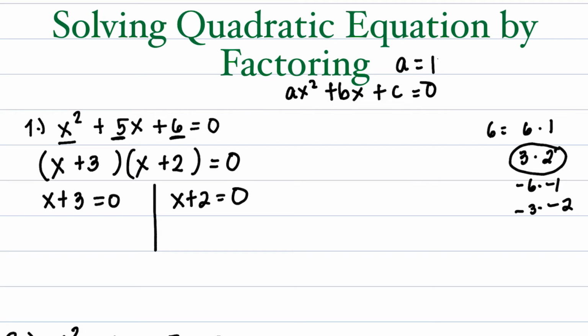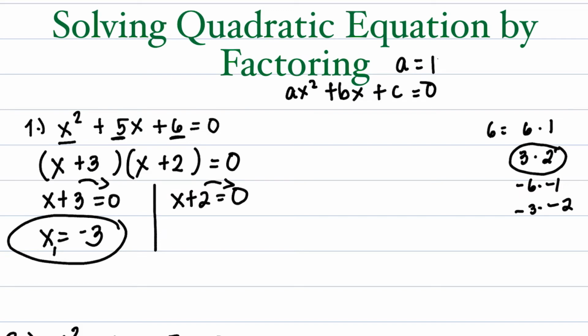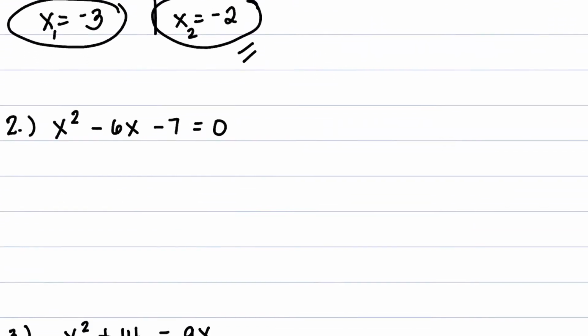Then, to solve for x, transfer 3. So, that is x is equal to negative 3. So, we have x sub 1, which is negative 3. And transfer 2. So, magiging x is equal to negative 2, or x sub 2 is equal to negative 2. Okay? So, next, example number 2.